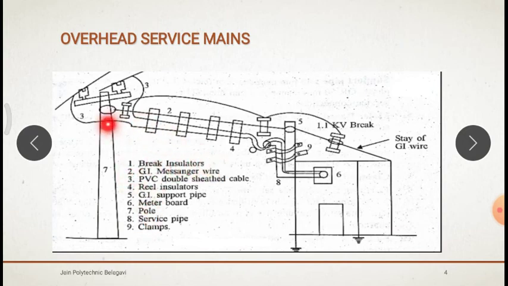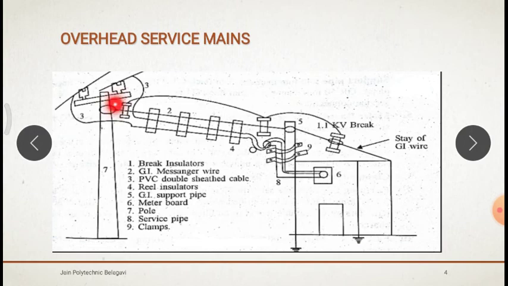First is brake insulators, which is this brake insulator. Two brake insulators are there. Next is the GI messenger wire. Second, this line wire, GI messenger wire. Third, PVC double sheath cable. These are the cables which are running over here. Next, fourth is the reel insulators. See here, insulator section, this one, reel insulators. Next, GI support pipe. See, this is the GI support pipe. Next is meter board, the sixth one. Seventh one is pole. Eighth one is service pipe. This is the PVC service pipe. And ninth is the clamps. See, these are all the materials we require to install the overhead service main.